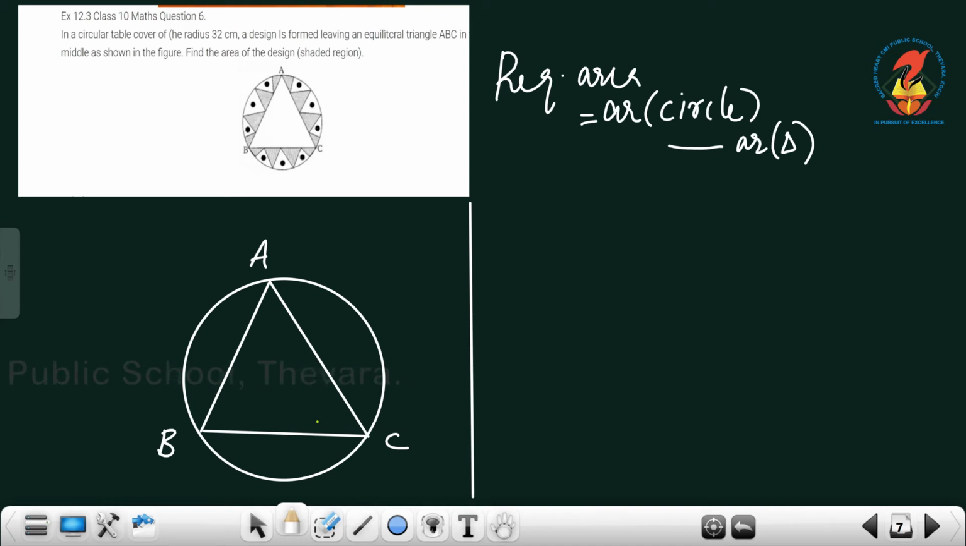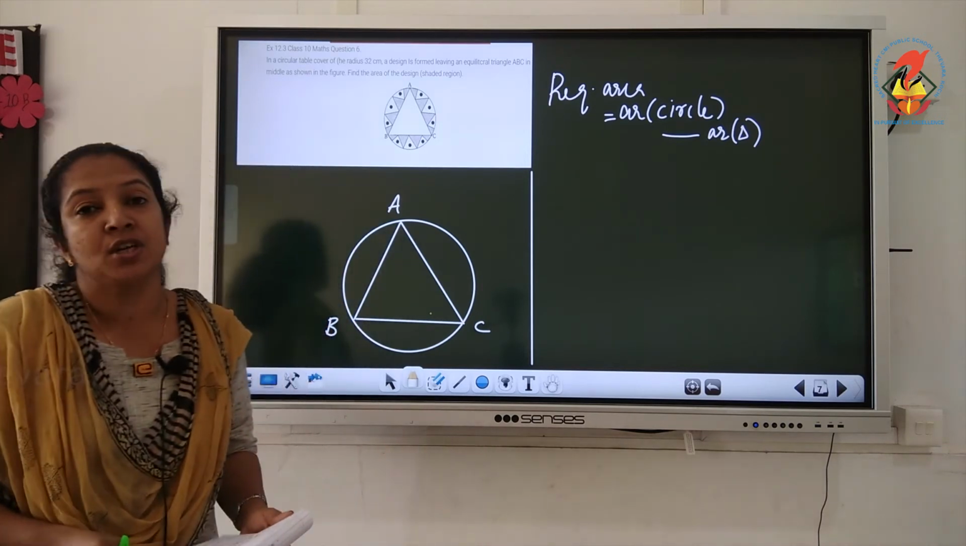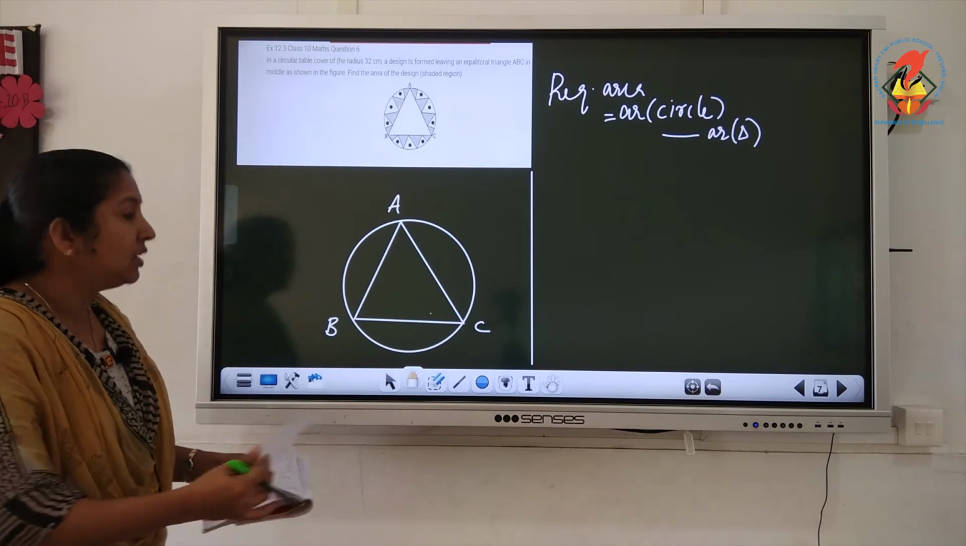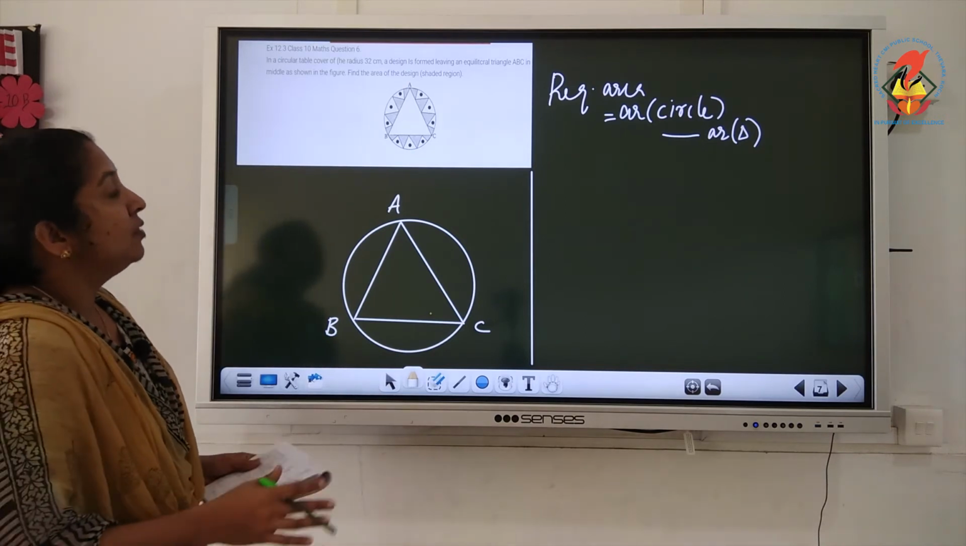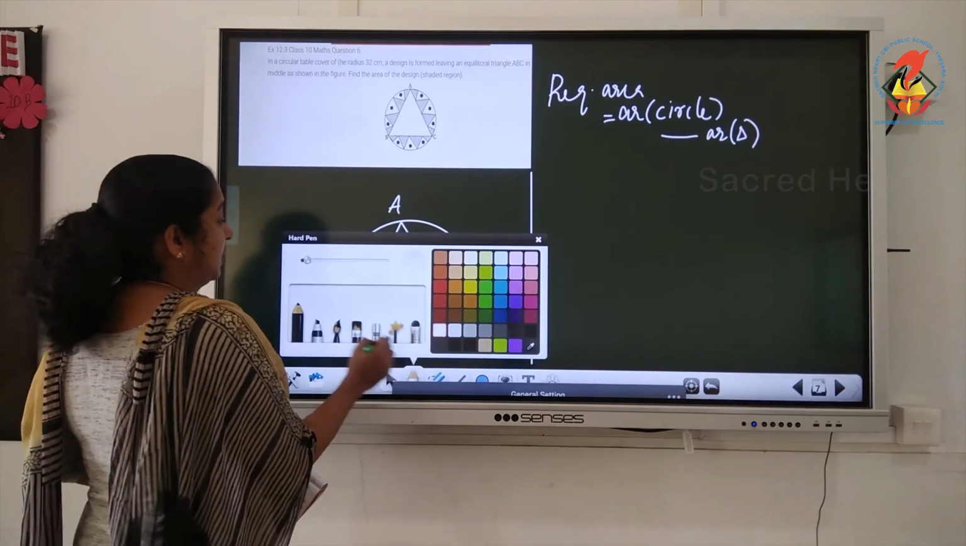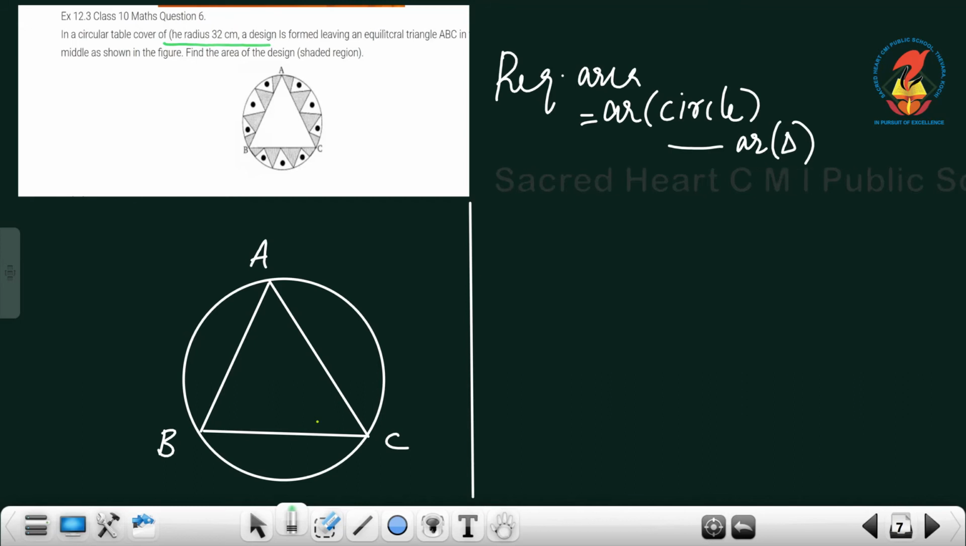What type of triangle is it? It is an equilateral triangle. So, what is the formula to find the area of the equilateral triangle? Root 3 by 4 a square. We are using that. But here, what is actually given? Only the radius is given, as 32 centimeter, and that the triangle is equilateral. Only these two things are given.